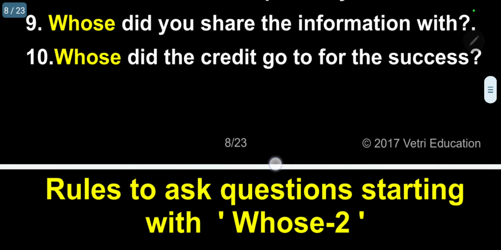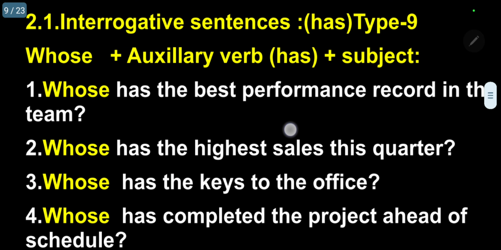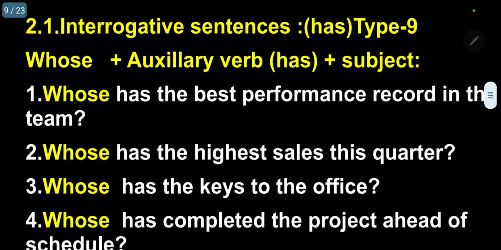Okay, let me go for the next type, that is has verb. This is coming under the third type. Has, have, had. Okay, let me start now. Whose has the best performance record in the team? Has, auxiliary verb acting as a main verb.